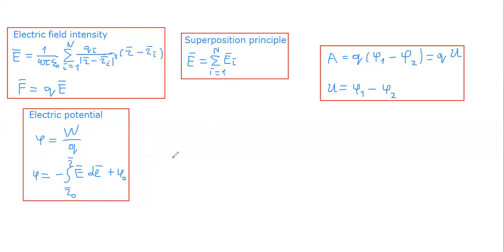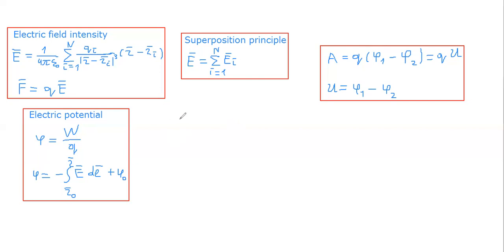In most cases we can use infinity instead of R0 and 0 instead of phi 0, but not everywhere. Maybe I will tell a few words about this.